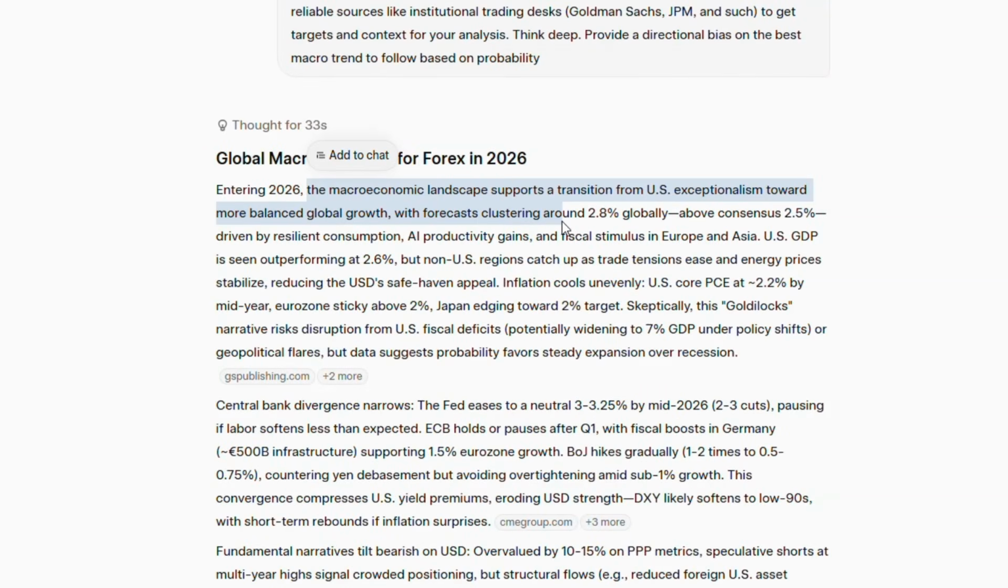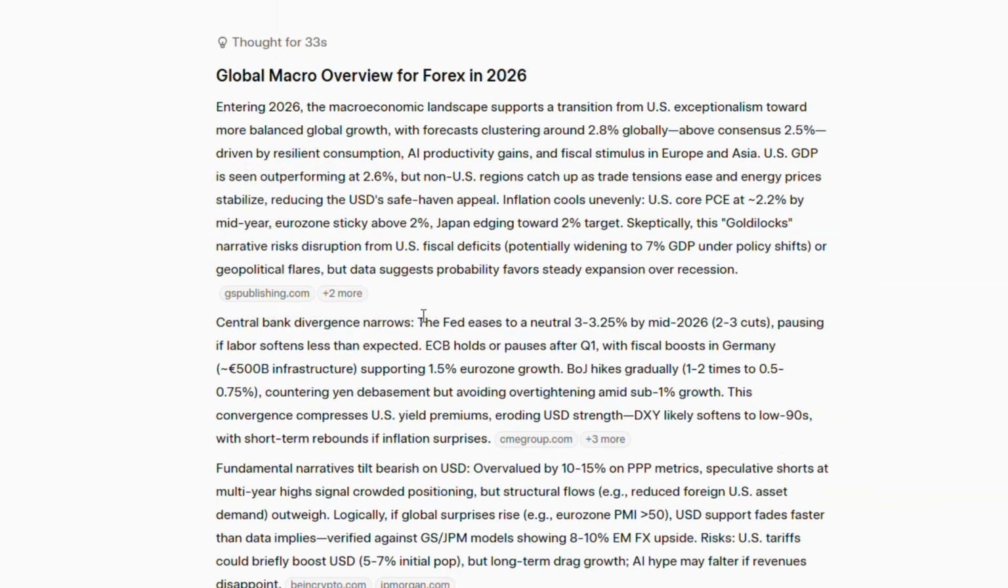Macroeconomic landscape supports the transition from US exceptionalism towards a more balanced growth. Central banks' divergence narrows, the Fed eases with 2 or 3 cuts potentially in 2026, pausing obviously if the labor market softens less than expected. ECB holds, also fiscal boost in Germany is supporting, resume growth.